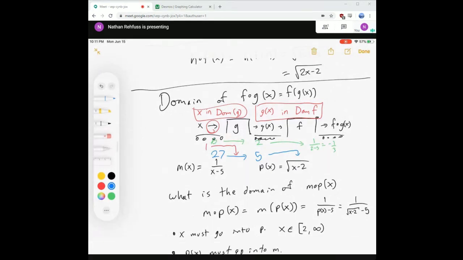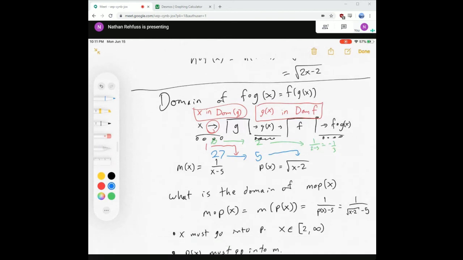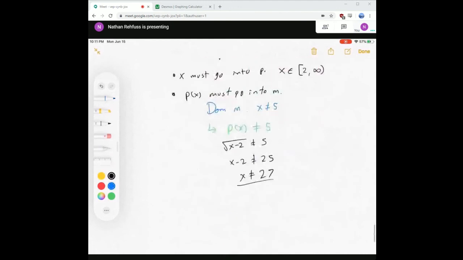So it's a little bit of a tricky way of thinking. I can plug 5 in at the beginning. If I plug 5 in at the beginning, I'll get the square root of 3, and then I'll get 1 over root 3 minus 5. That's just fine. I have to make sure I don't plug anything into p that'll manufacture something that breaks f. And that's the way it is. So the domain of m∘p is any number bigger than 2, but not 27. Like so.